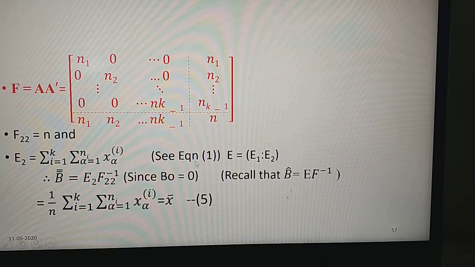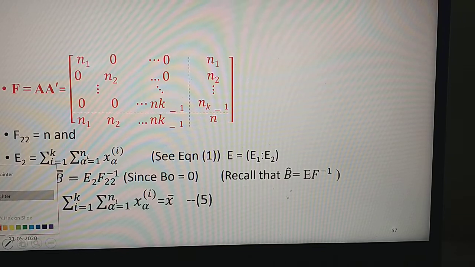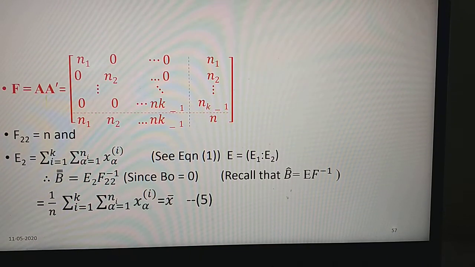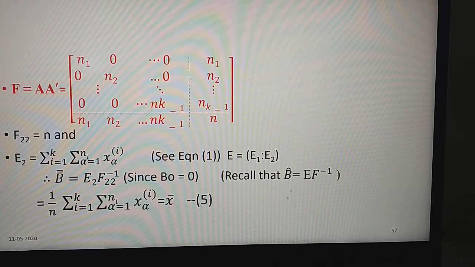So this is for explanation's sake here. F is equal to AA prime. This red part is not part of the proof, but simply for explanation. Okay, so F is equal to AA prime. If you do the algebra of AA prime, we get this matrix. Now this matrix is partitioned according to the partition of B.